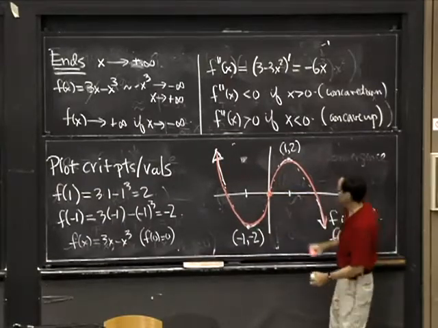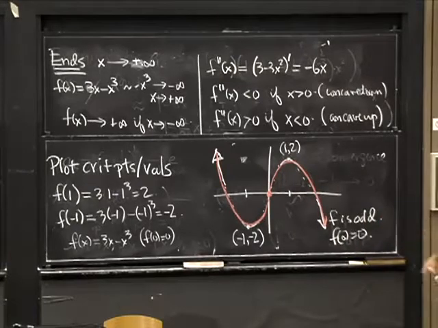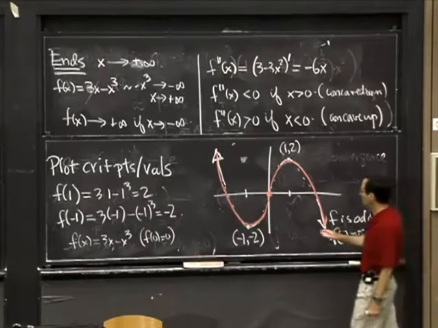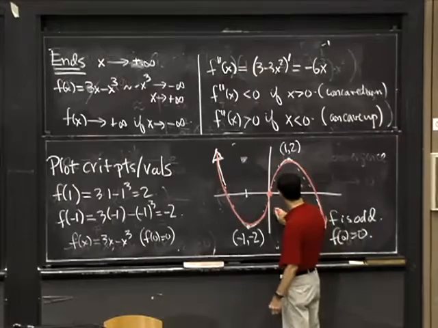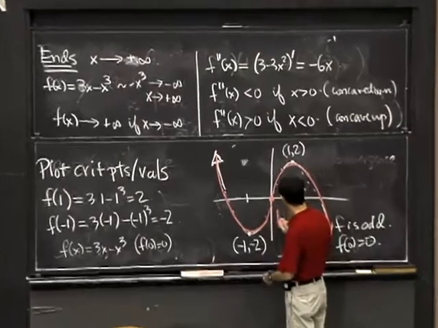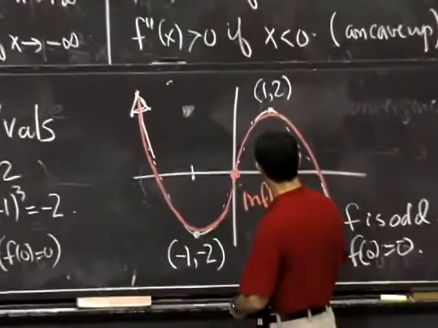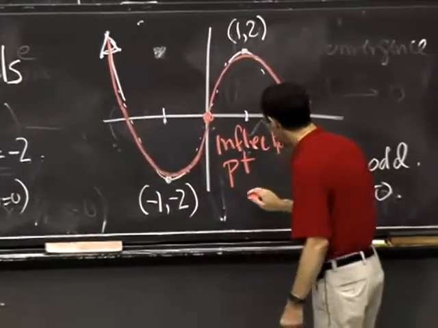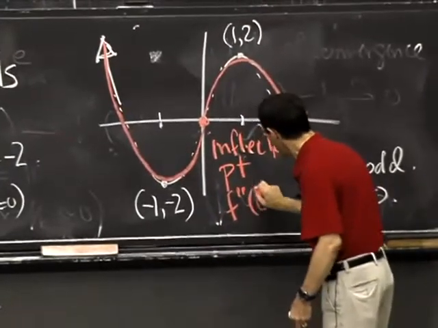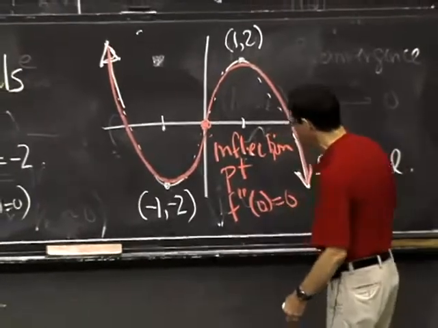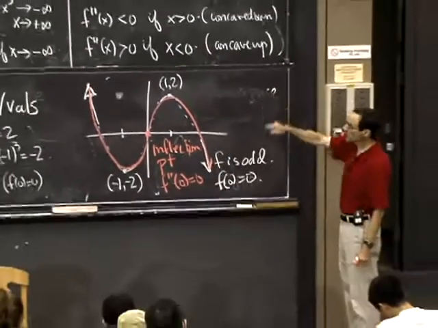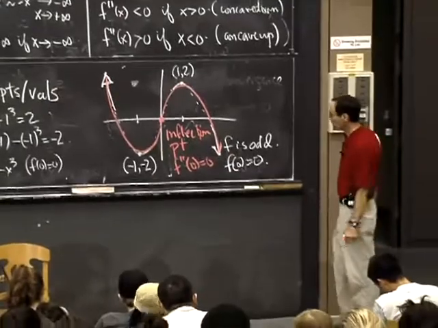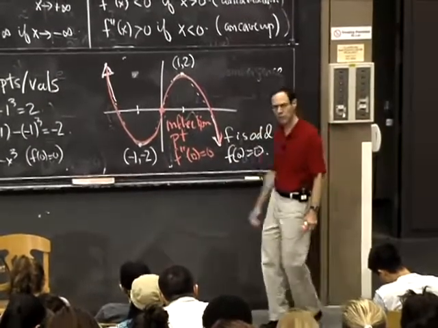So this point is of interest not only because it's the place where it crosses the axis, but it's also what's called an inflection point. Inflection point, that's a point where f double prime at that place is equal to 0. All right? So it's a place where the second derivative is 0. We also consider those to be interesting points.